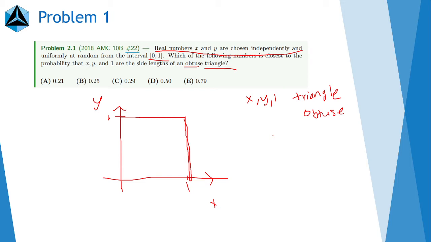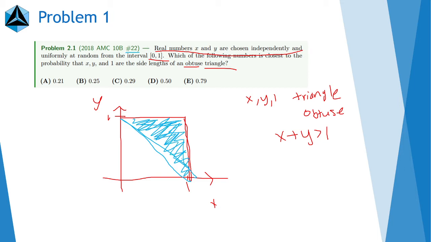With x plus 1 is greater than y, x and y are both going to be at most 1, so x plus 1 is greater than y is always going to be true, and y plus 1 is greater than x is always going to be true. So really the only inequality we have to worry about is x plus y is greater than 1. We've already done this problem, so I'm not going to go over it again. But if I pick a blue color here, we already determined that there's going to be this shaded area right here.